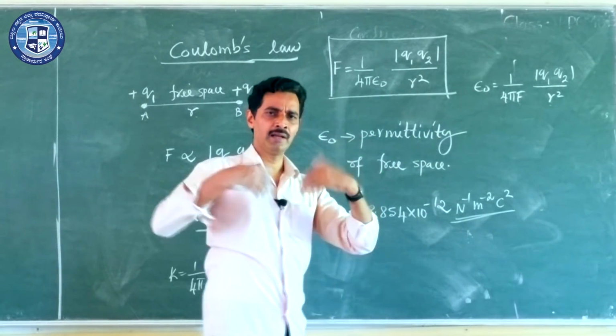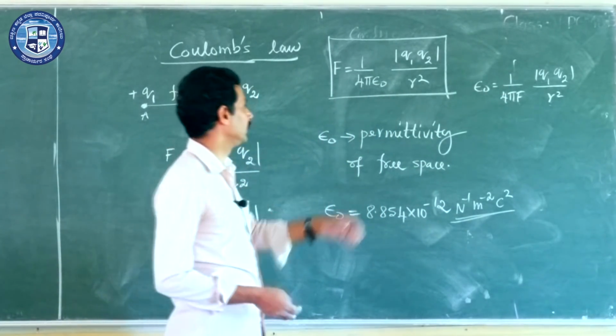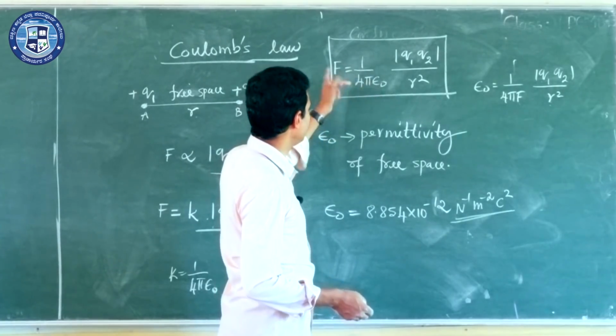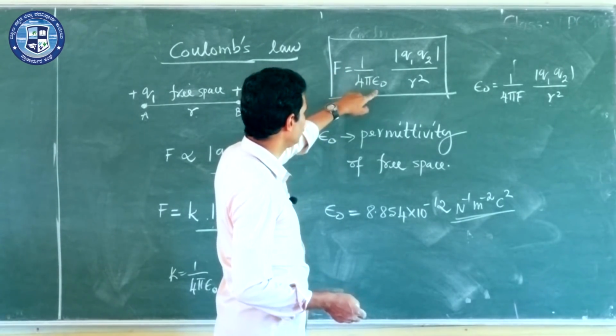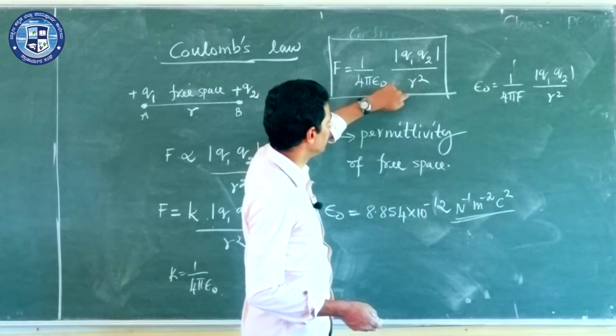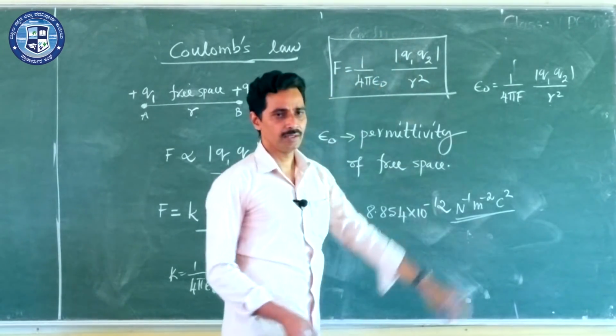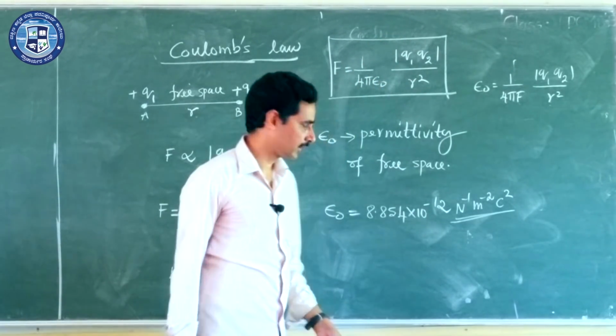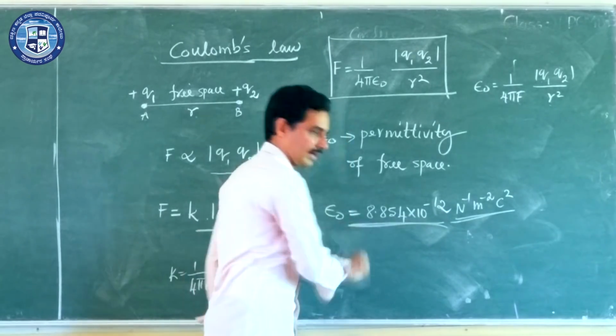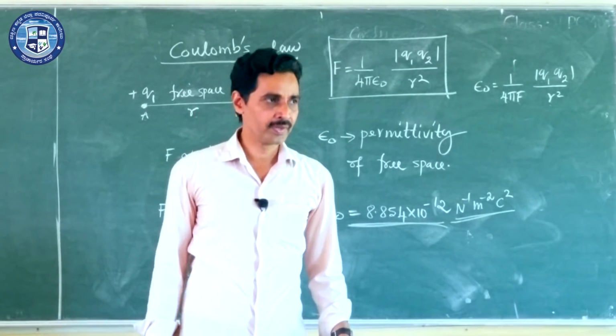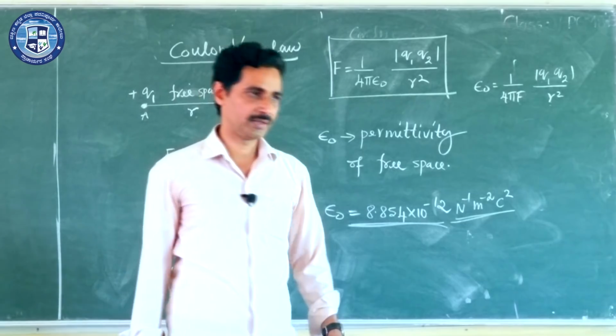And even mentally you can do it. Take epsilon naught here, F here, Newton to the power minus 1, meters to the power minus 2, and Coulomb square. That is the unit of epsilon naught, and this value you have to remember every time. It will not be given in the exam. 8.854 into 10 to the power minus 12.